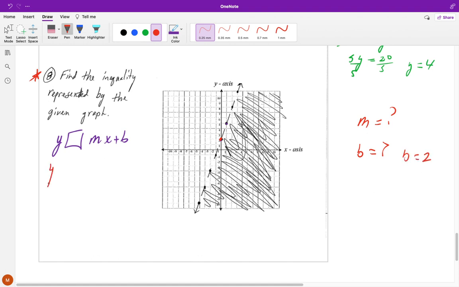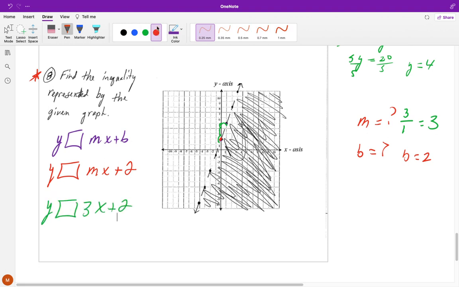So right now I have y, need to figure out the inequality, mx plus 2. All right, now to find our slope, just like we did in the last problem, I'm going to count up and over to my points. So I'm going 1, 2, 3, and over 1. So I went up 3 over 1, so my slope is then equal to 3. So now I have y, and then I have 3x plus 2.